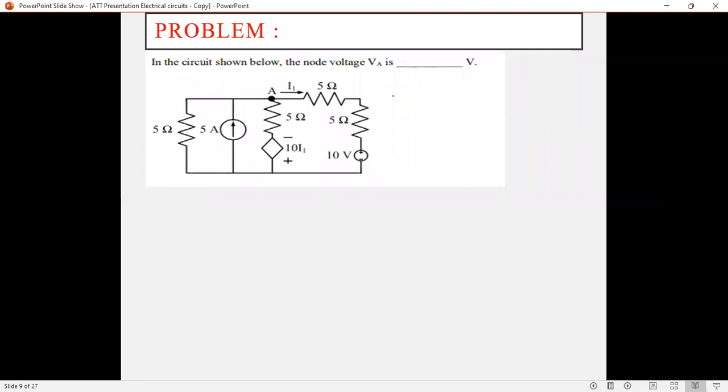Done? Did you write down the question? In the circuit shown in the figure below, the node voltage VA is dash dash volt. We want to calculate the value of node voltage VA.